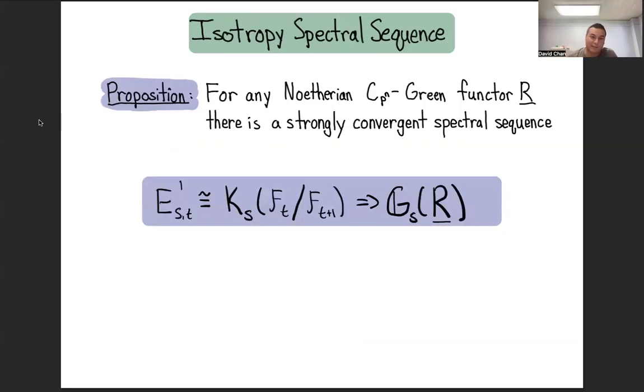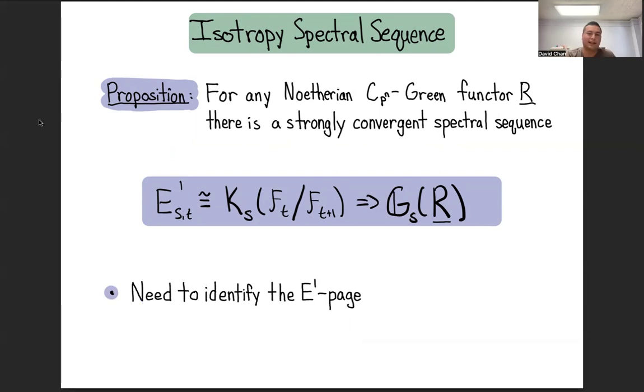So to be concrete, here's the spectral sequence. As long as R is Noetherian, you need this condition for these things to be abelian when you take finitely generated modules, then you get a strongly convergent spectral sequence whose E1 page looks like this. Remember, over on the right here, this is the K-theory of finitely generated modules over my green functor. And the E1 page is just the K-theory of the filtration quotients, which you can take as Serre quotients because everything is abelian and Serre subcategories.